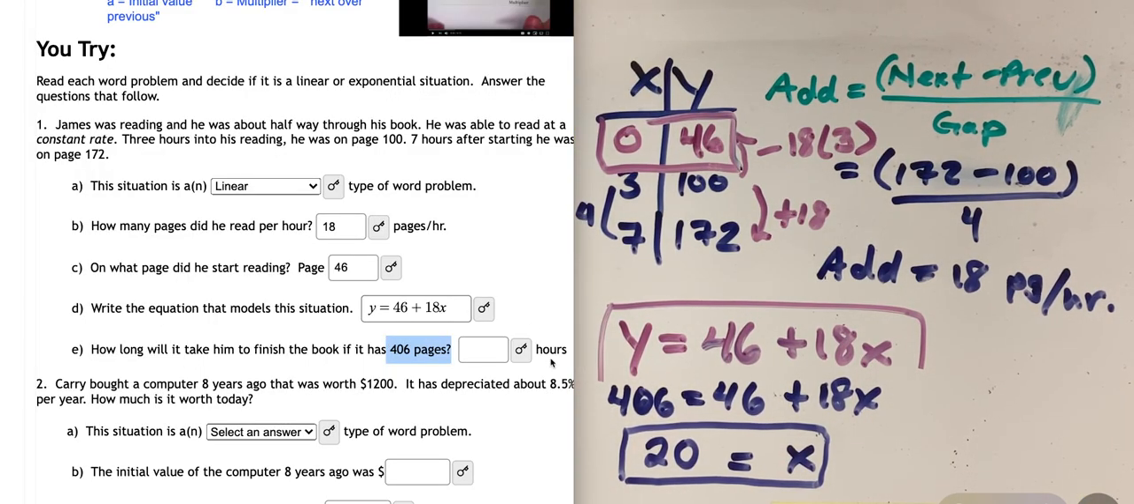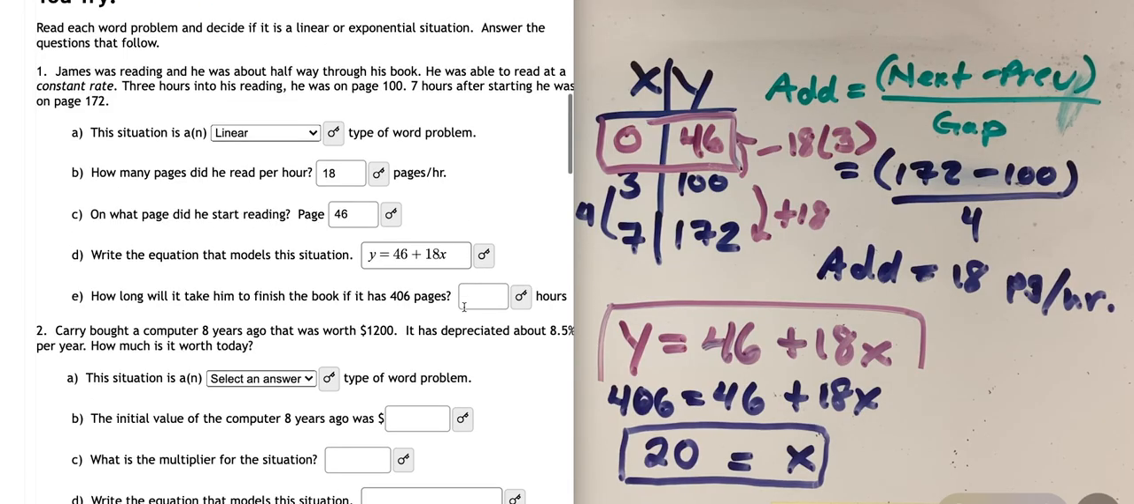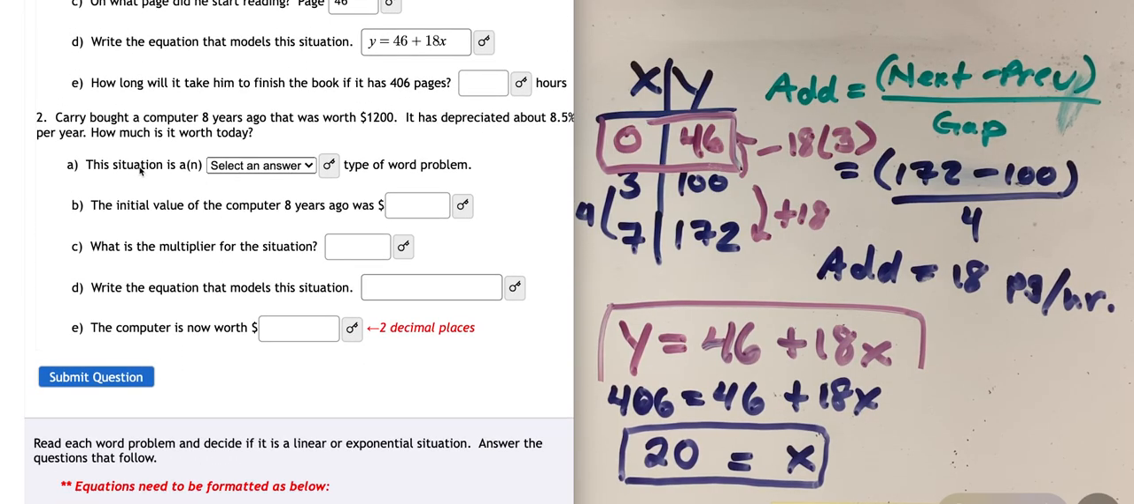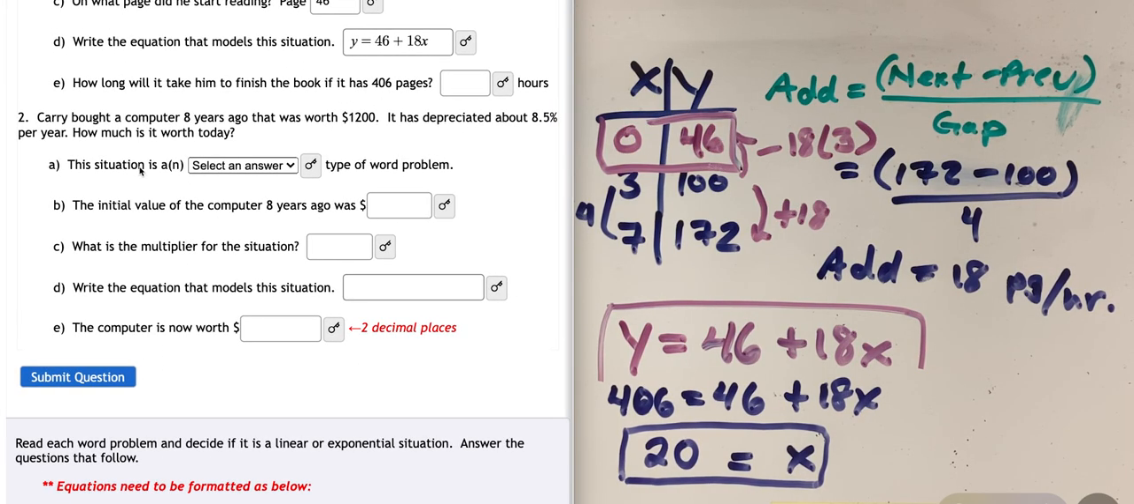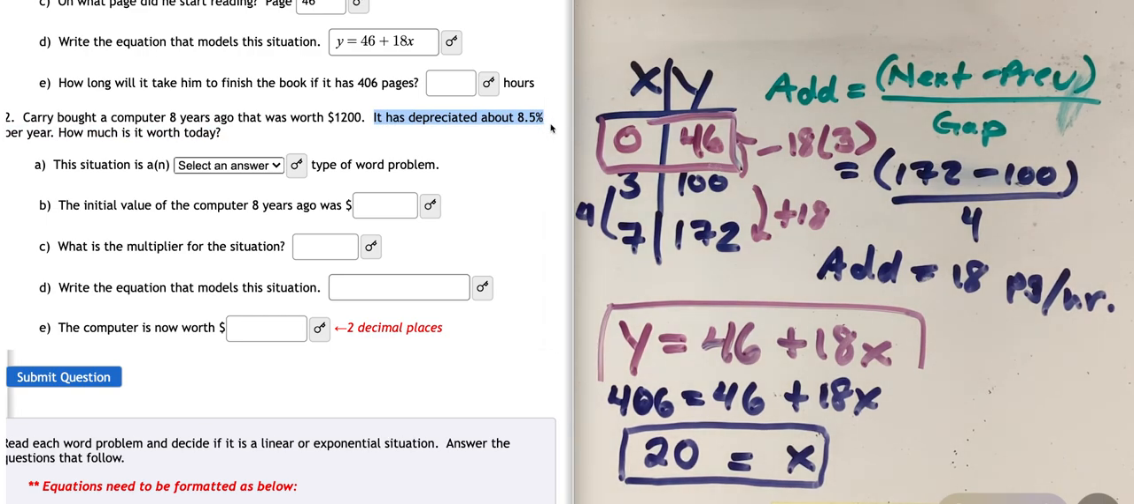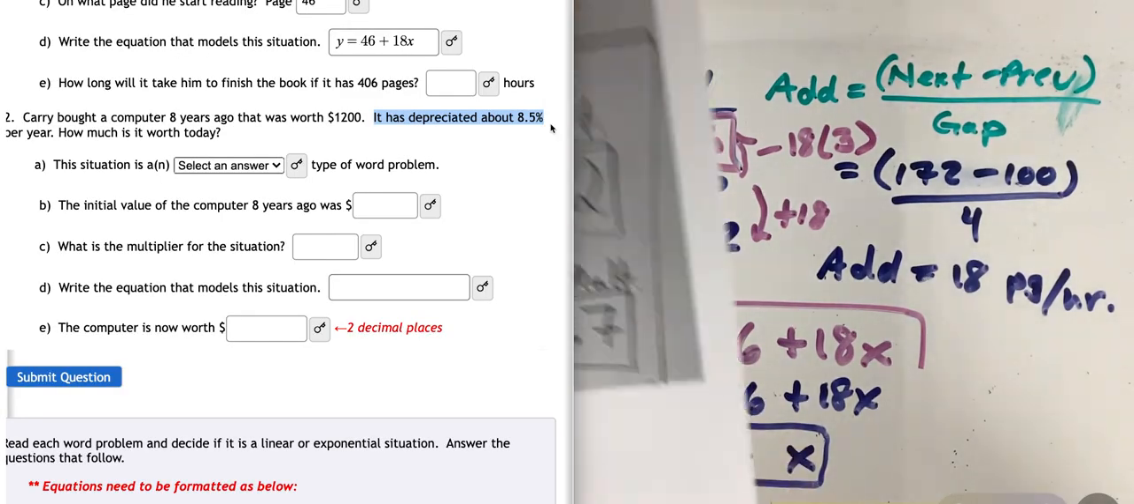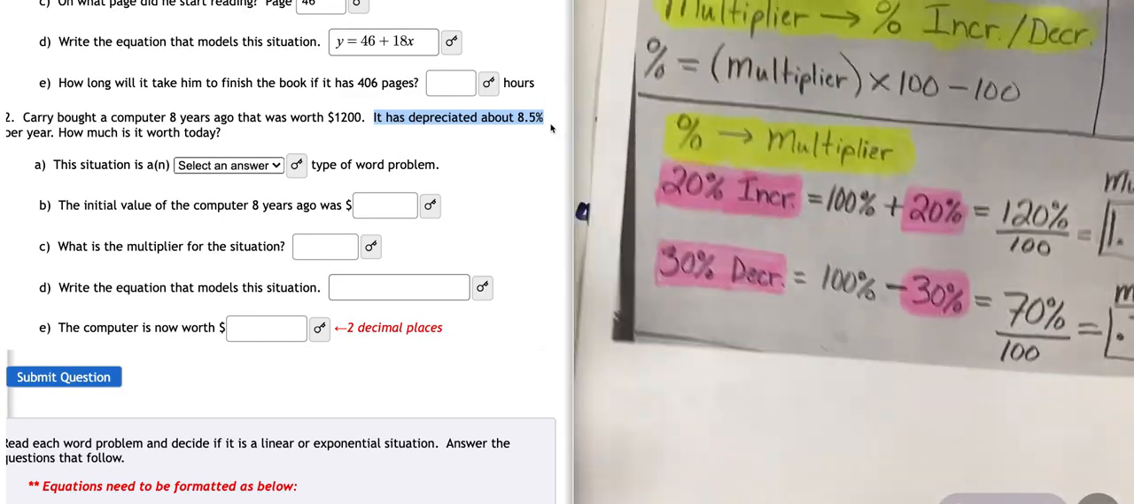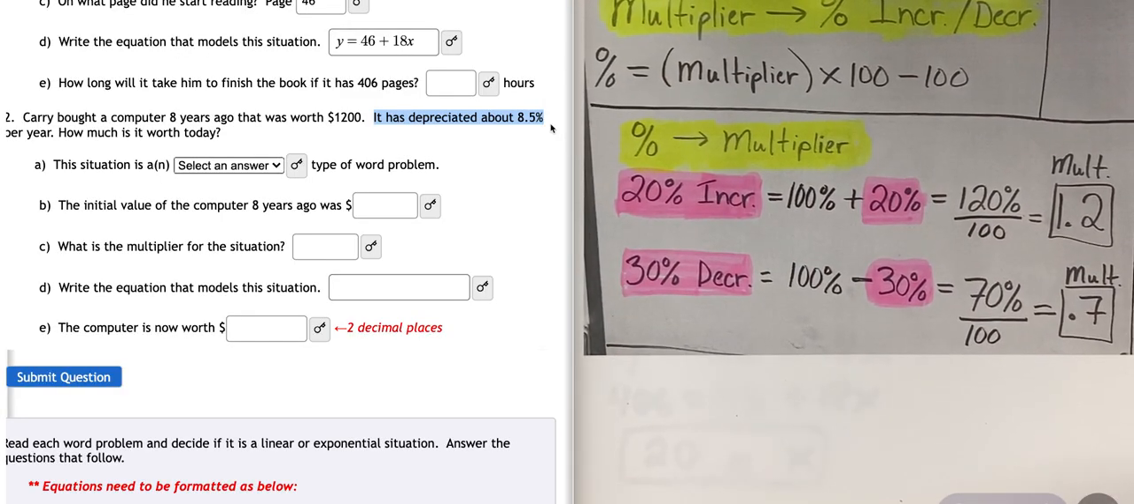Now, the next thing I need to talk to you about is number 2. Number 2 is a question that talks about something that is not linear. It's talking about increasing, or in this case, decreasing by 8.5%. When you see things that decrease by percentages, we got to think back to our skills that we have from before that deal with changing percentages into multipliers.